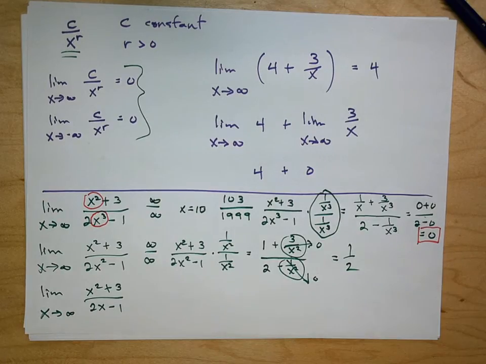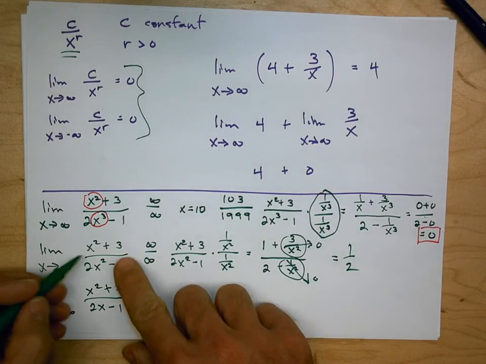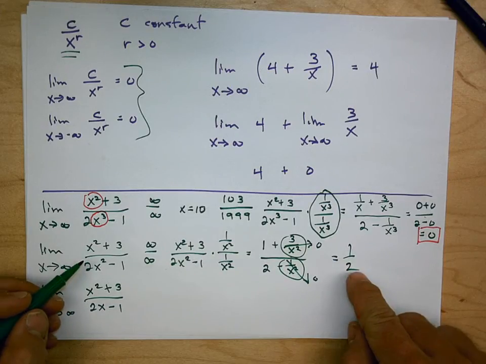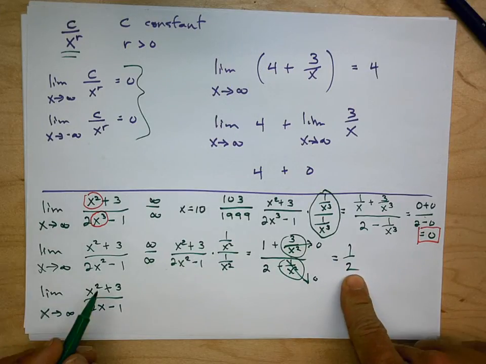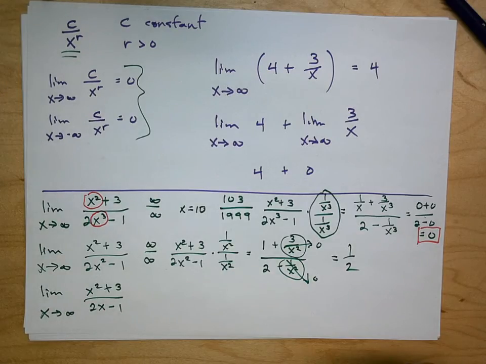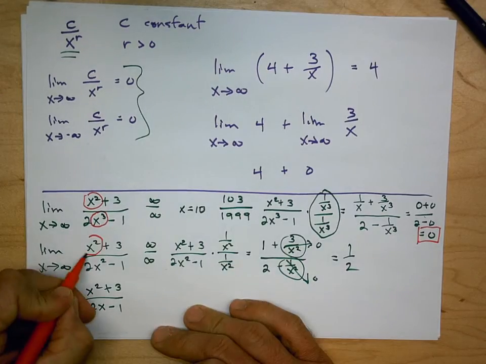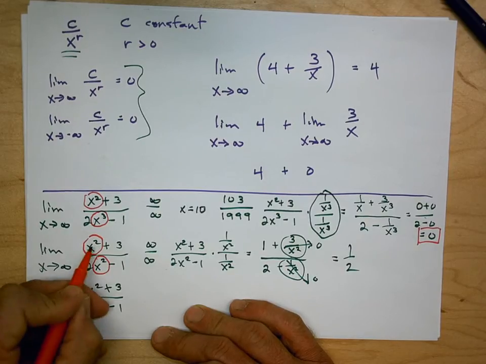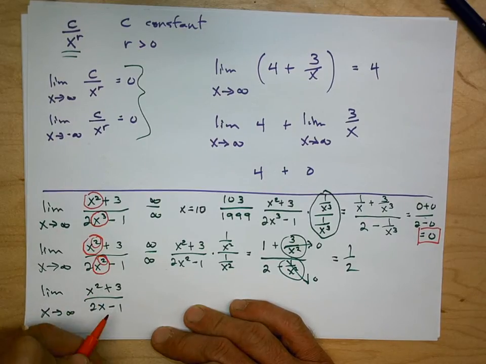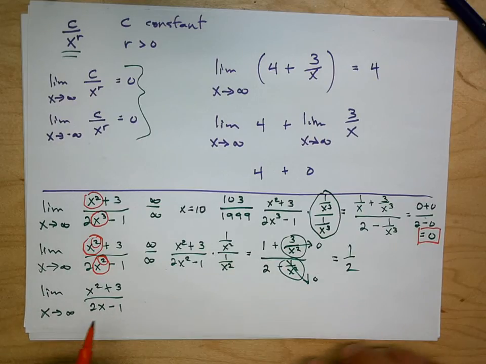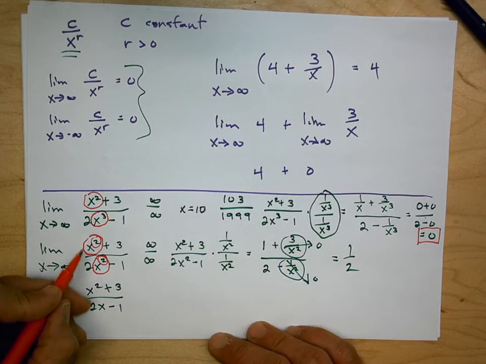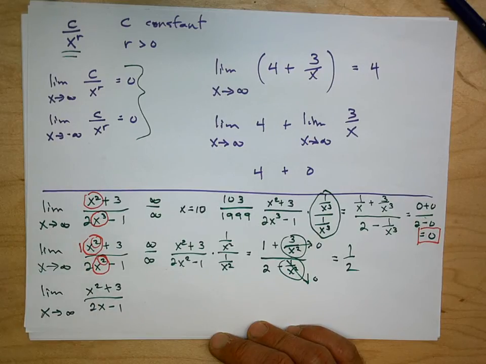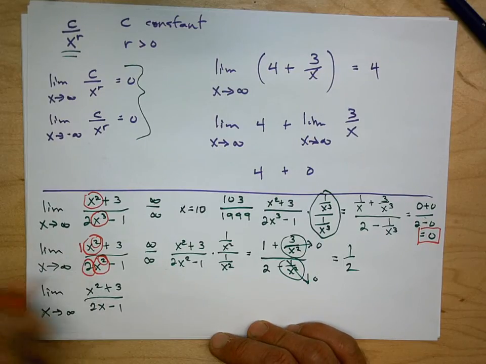All right? So, if we had done a table, we would also have seen that these values for larger and larger values of x get closer and closer to 1/2. So the moral of the story here is if the largest power of x in the numerator and the denominator are the same, then this is going to go to the ratio of the leading coefficients. In other words, the coefficient of x squared up here, we don't write it, but we understand it to be 1, and down here it was 2.